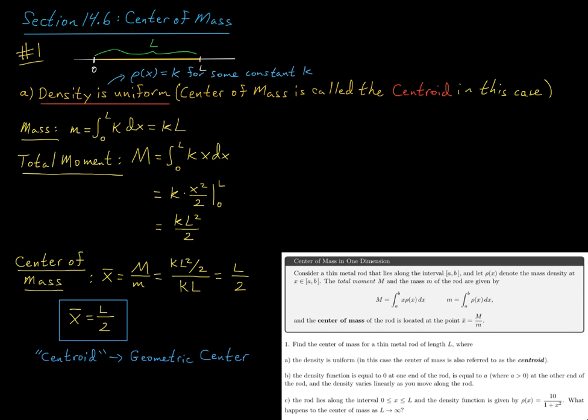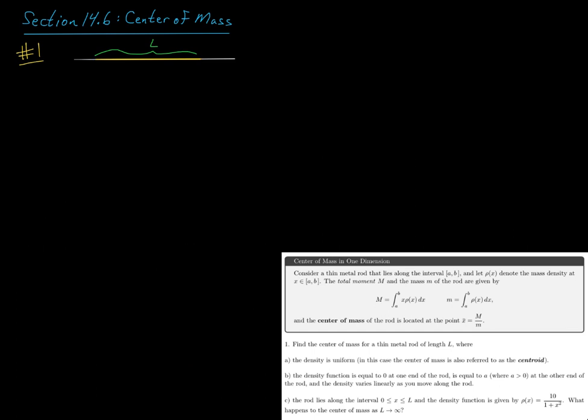Alright, so now let's check out part B. Here we're looking at the density function being equal to 0 at one end of the rod and equal to A at the other end of the rod, and we're also told that it increases linearly as we move along the rod. So if it's linear and we have a value of 0 at x equals 0 and a value of A at x equals L, the slope then must be A over L, and since we're 0 at 0, the intercept there would be 0, so there is your density function, A over L times x.